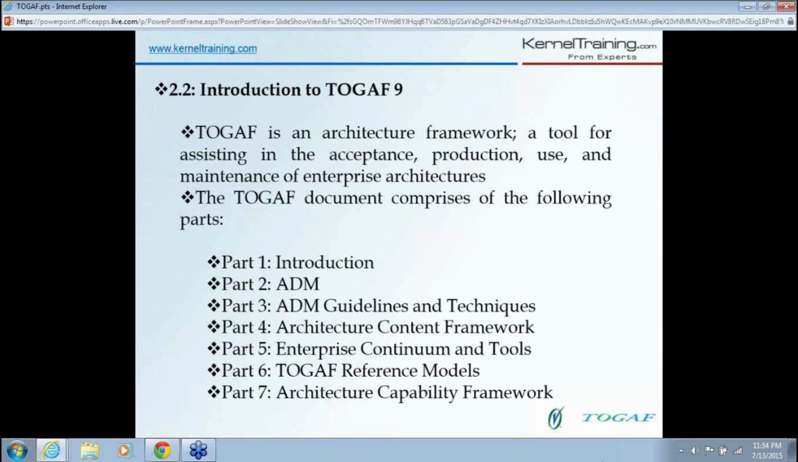That's your ultimate goal. So in a nutshell, TOGAF is a framework that helps you attain your ultimate goal, which is the target that you have in mind. And TOGAF gives you various development practices or various phases where you can accomplish your target architecture. The TOGAF document itself has several parts, which are the introduction, the ADM guidelines and techniques, the content framework, the enterprise continuum and tools, the TOGAF reference models, and the architecture capability framework. We'll talk about them next week.